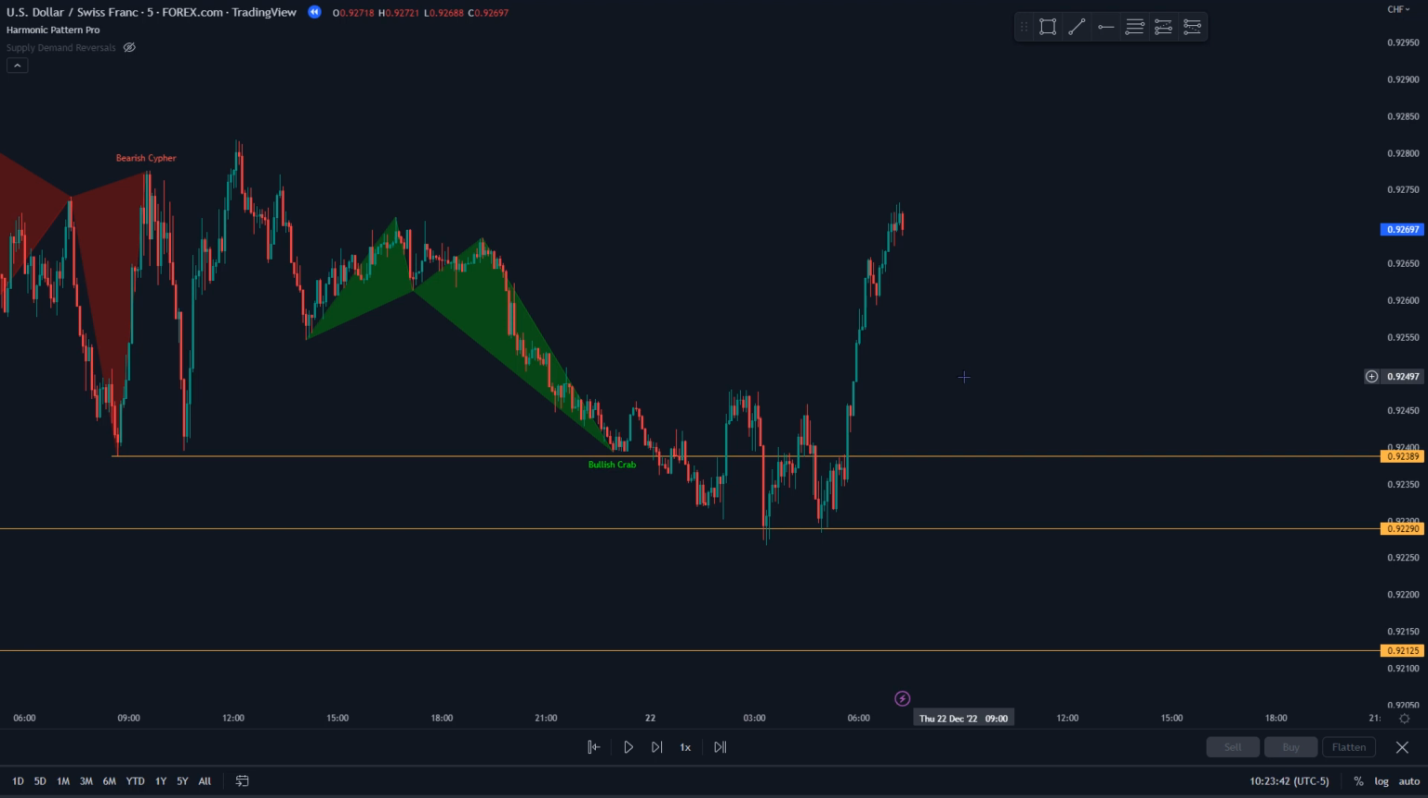So anyway, this was just a few indicators with Indicator Vault: supply demand reversals, the 3MA, and the Harmonic Pattern Pro, and just some ways to incorporate them and tie them together with different time frames.